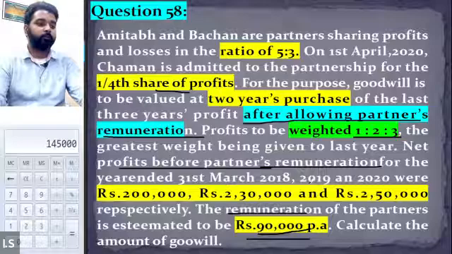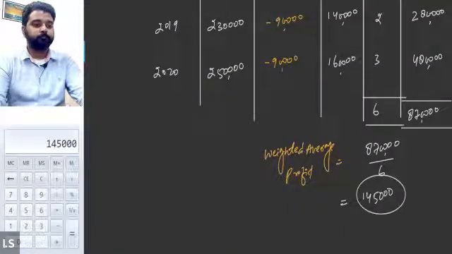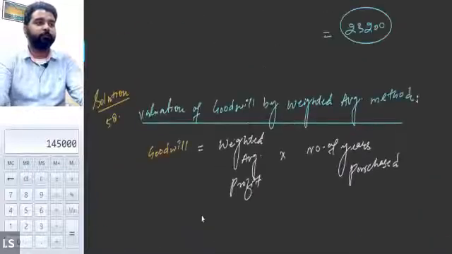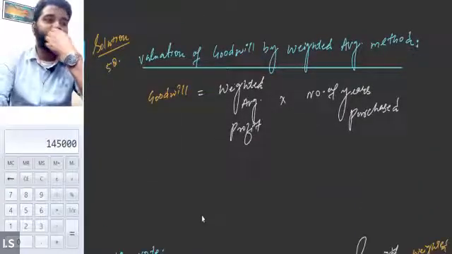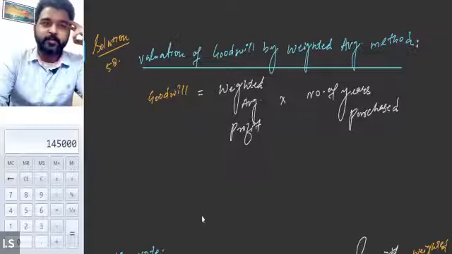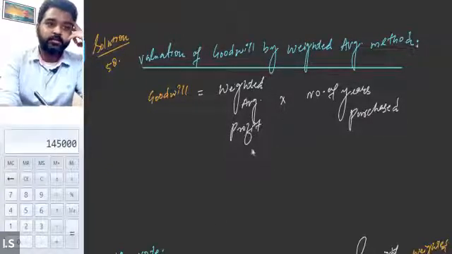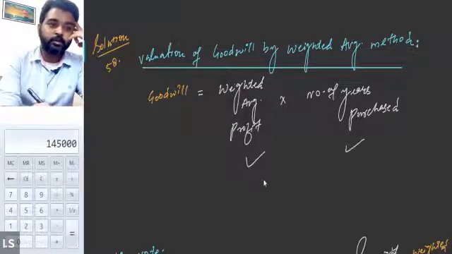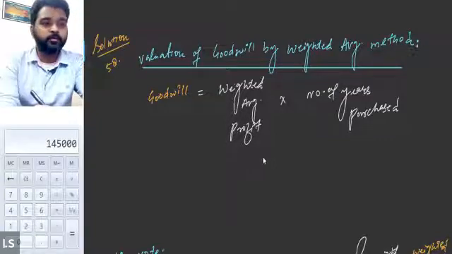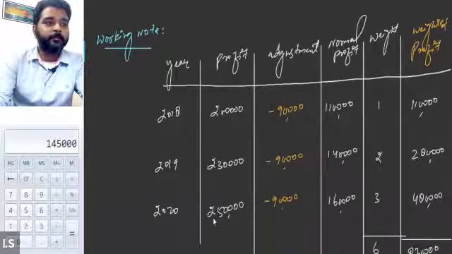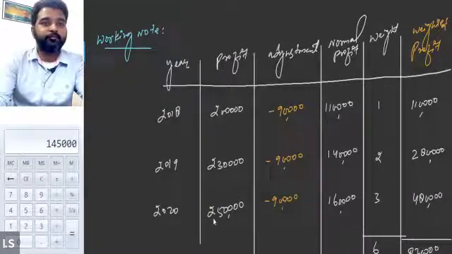All right, no problem. Let me show you the solution. So this is how we will be doing it. First of all, since in this question also we need to find out the value of the goodwill by the weighted average method, we will simply multiply the weighted average profit with the number of years purchase. The number of years purchase is already given in the question. All we are required to find out is the weighted average profit. So for finding out the weighted average profit, I made a working note showing the calculation of the weighted average profit.